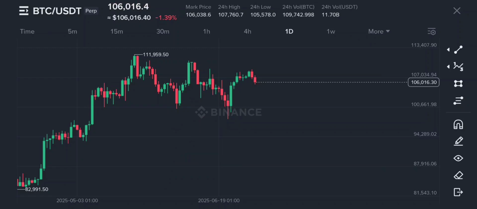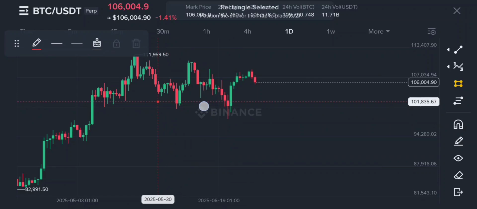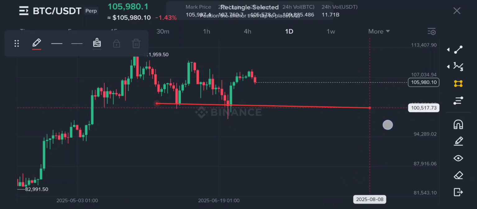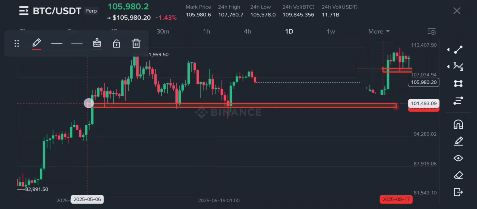So now the valid area of liquidity is the area where price has not taken out. The invalid area is the area where price has taken out. So let's say before now you had this place as your area of liquidity. You had this place considered as an area of liquidity.